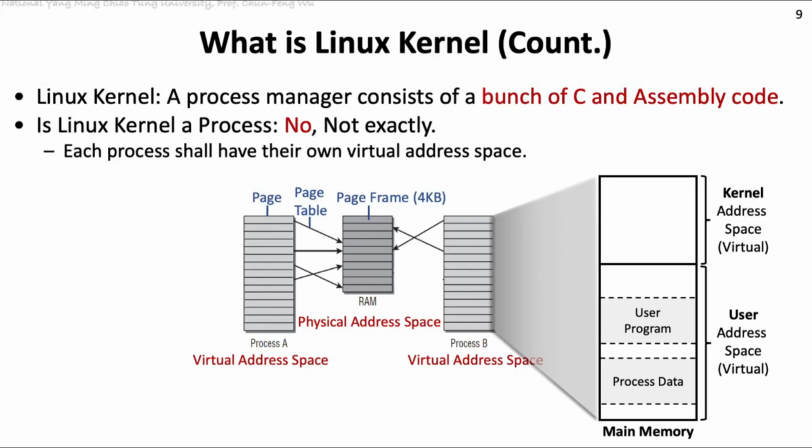If the Linux kernel is a process, each time you want to do something like memory management or process scheduling, you need to frequently context switch from one process to the Linux kernel process, and that takes super heavy overhead. So this is the key reason why the Linux kernel shares the virtual address space with all the processes. This is why the Linux kernel is not really a process: it shares the virtual address space with others. Okay.